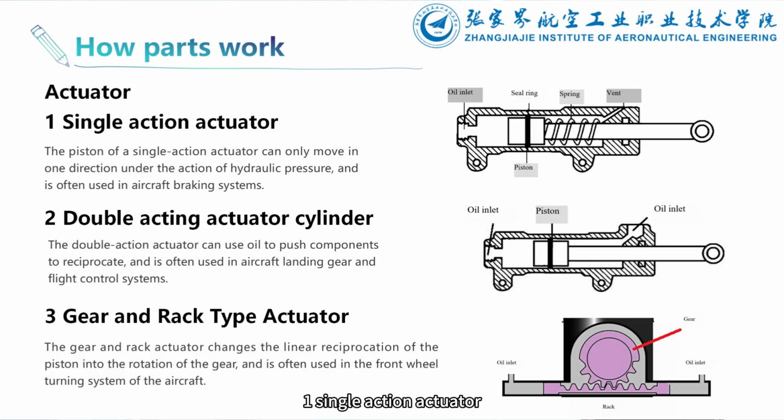1. Single action actuator. The piston of the single action actuator can only move in one direction under the action of hydraulic pressure and is often used in aircraft braking systems. 2. Double action actuator. Double action actuator can use oil to push components to reciprocate and is often used in aircraft landing gear and flight control systems. Gear rack type actuator. The gear rack type actuator changes the linear reciprocating movement of the piston into the rotation of the gear and is often used in the front wheel turning system of the aircraft.